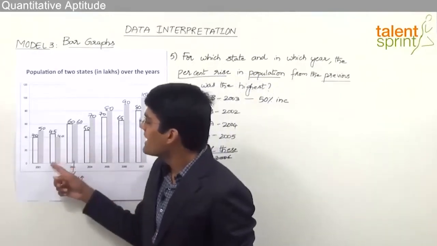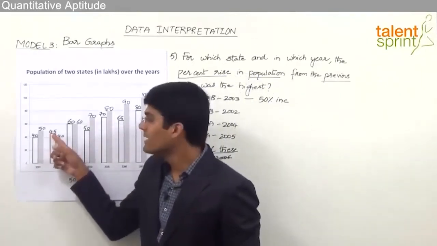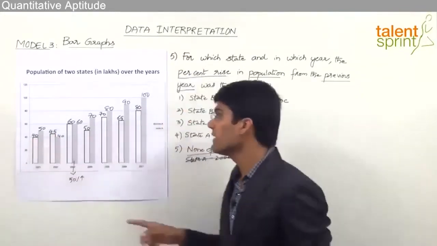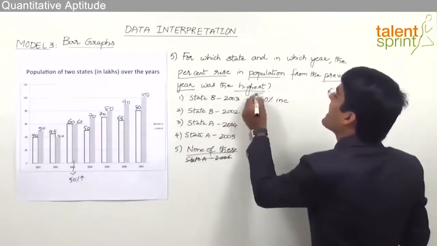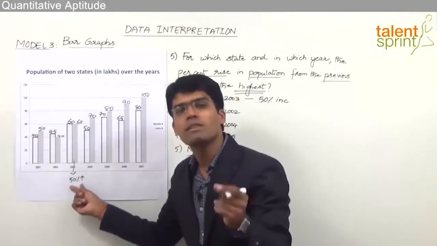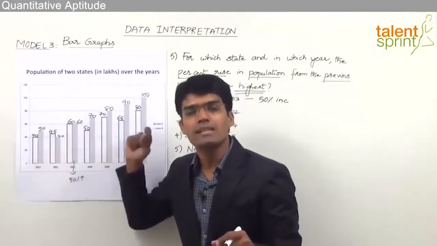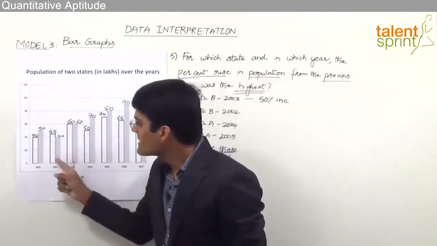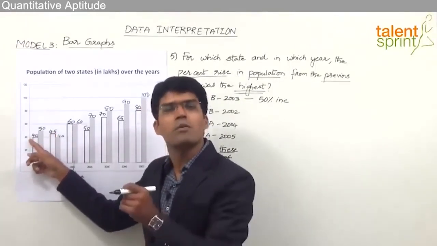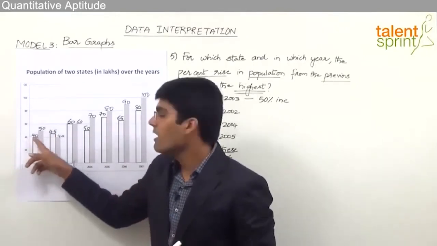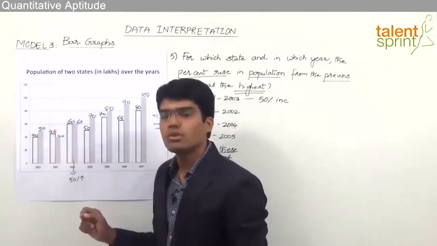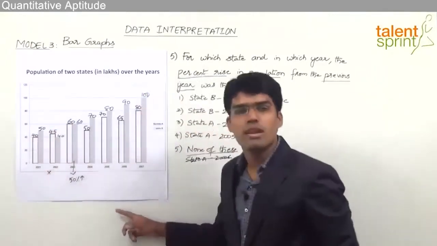Now if we look at state A's value in 2002, it is 45. In the previous year it was 40. No way it can be 50 or more than 50. Remember, here we are trying to find out where it was highest. Now we compare only with this 50%. If something appears to be more than 50%, we'll calculate only that value. Otherwise, we'll simply leave it. So state A in 2002 is 45, previous year it was 40. 40 becoming 45 cannot be a 50% increase. Why? Because if 40 should increase by 50%, it should become 60. So state A in 2002 is ruled out. State A in 2002 cannot be the answer.